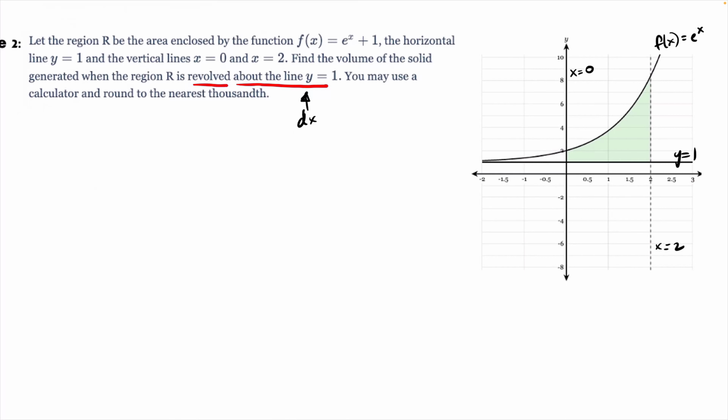So let's set up our guy. Volume equals pi, a to b, radius squared, dx. So I should have put it on here. What are the bounds for this? 0 to 2. x is 0 to 2.